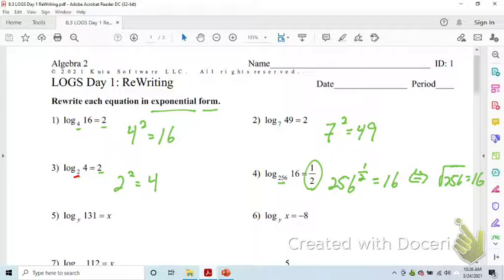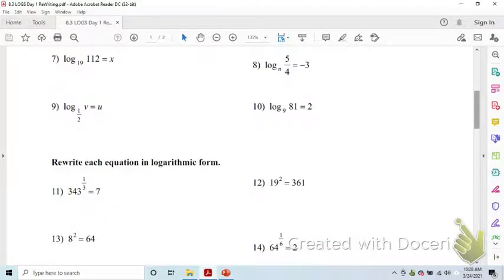Just like we did 4 to the 2 is equal to 16. y to the x is equal to 131. Over here, this would be y to the negative 8 is equal to x. All right, now I would do, let's see here, number 7, 19 to the x, the power of x, is equal to 112. Boom, I'm going to skip 8 because you can do that one on your own.